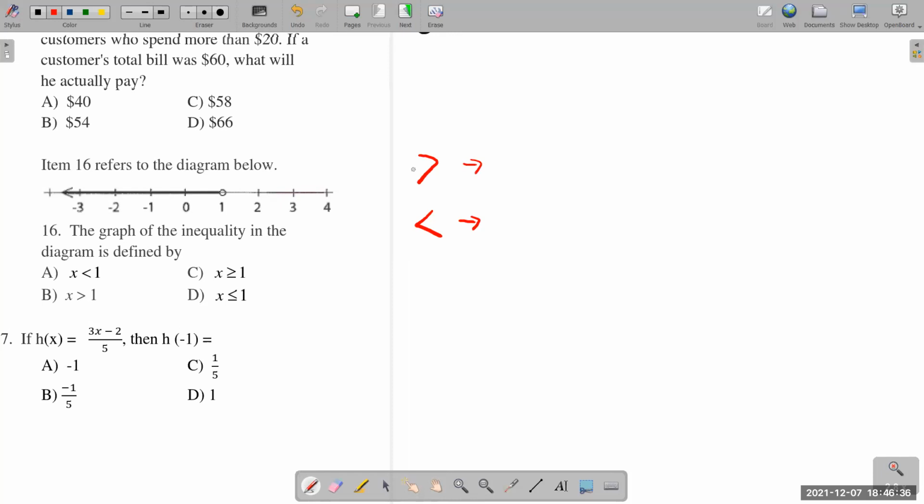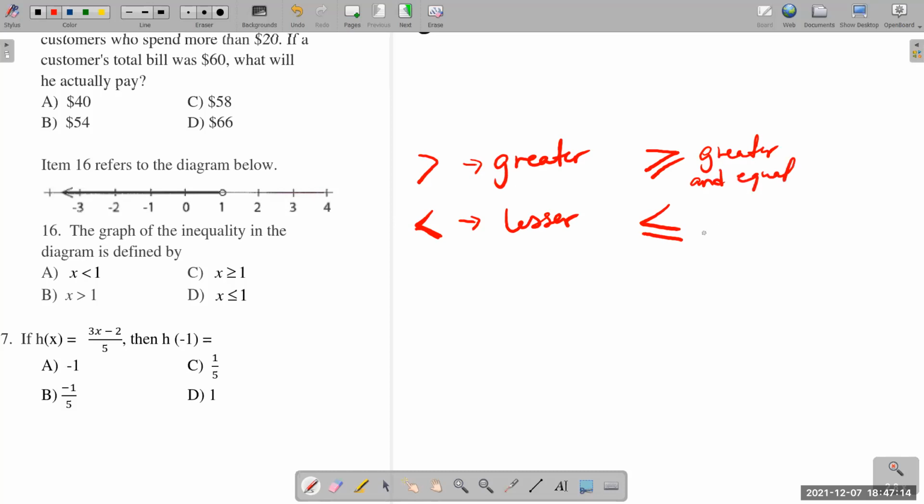Whenever the mouth is open to the front, it's called greater. That means that the number in front is the greater value. When the mouth is shut and is facing the front, the value in front is lesser. Everybody with me? Now I'm going to introduce you to something different. There's also something called greater than and equal to, and less than and equal to. So copy this down. So this is greater than and equal to. And this is less than and equal to.